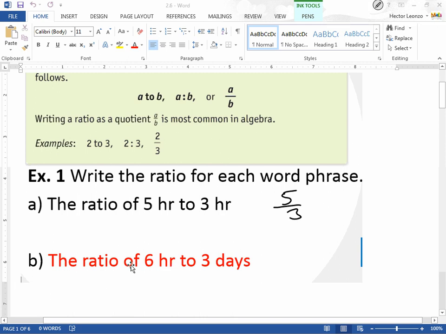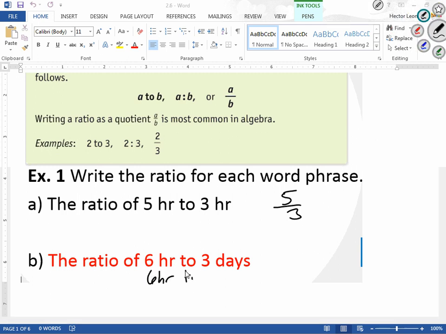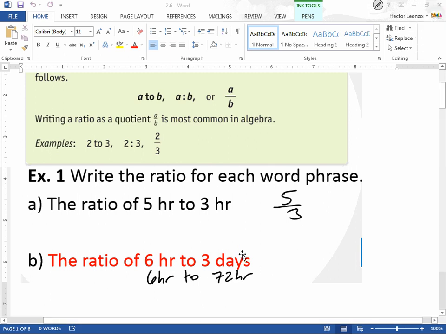Now, my second example, I have the ratio of 6 hours to 3 days. So different measurements. Make sure you change everything to the same measurement to begin with. Between hours and days, the smallest unit is hours. So I'm going to go for hours. I'm going to look at this as 6 hours to 72 hours. 3 days, there are 24 hours in a day, 3 times 24 is 72. So I'm looking at hours with hours.